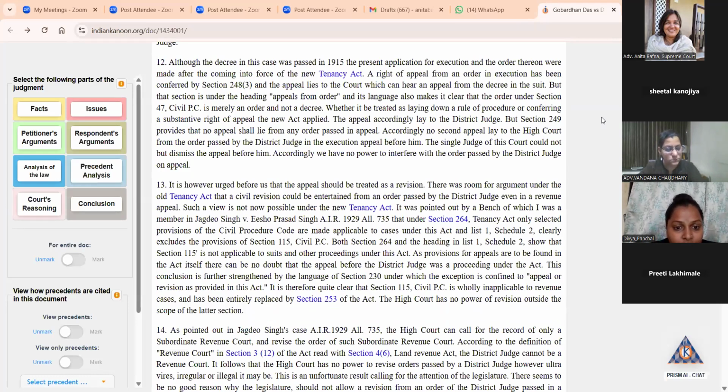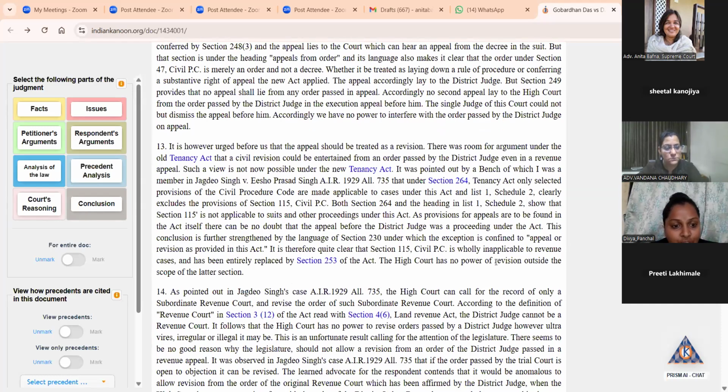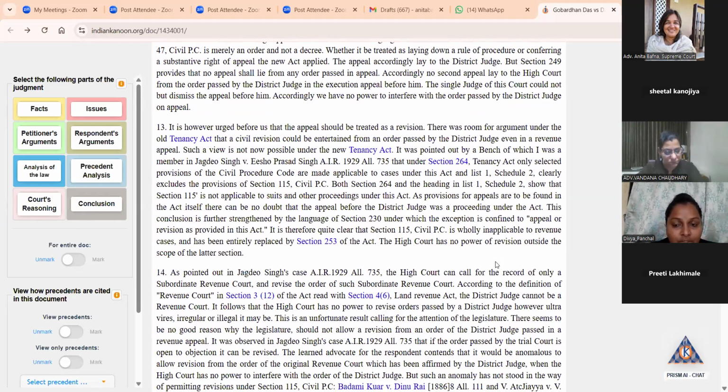As pointed out in Jagdev Singh's case, AIR 1929 All 735, the High Court can call for the record of only a subordinate revenue court and revise the order of such subordinate revenue court. According to the definition of revenue court in Section 3 subsection 12 of the Act, read with Section 4 subsection 6 Land Revenue Act, the district judge cannot be a revenue court.